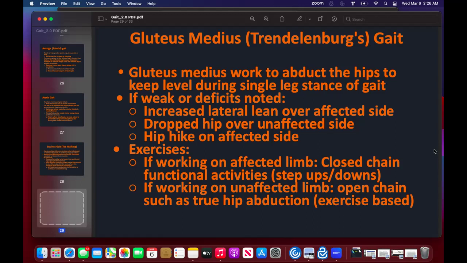Some common exercises that you could do to assist with improving glute med: in closed chain, you could do functional activities, so going up and down stairs would be one, and then if you're doing open chain, then your clamshell exercise is a good one as well.